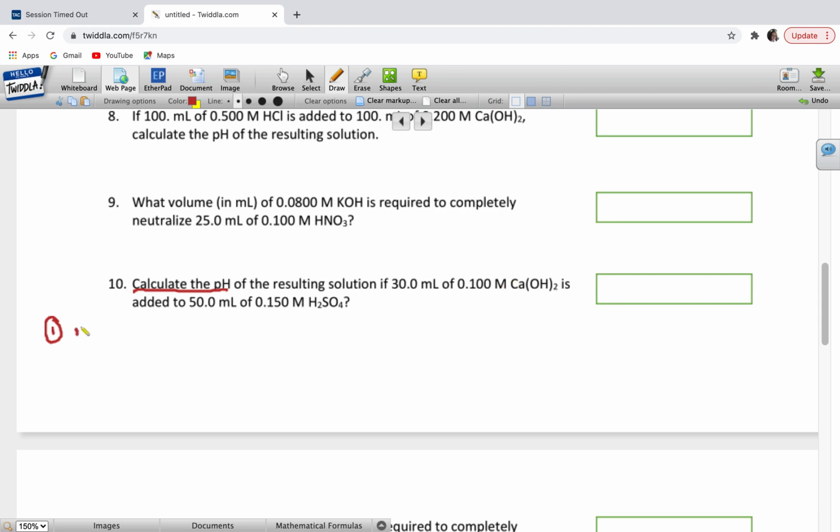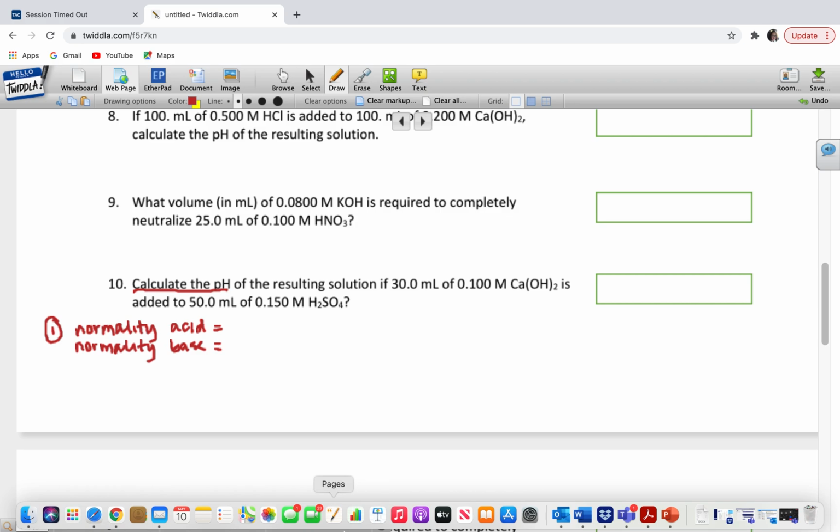we're going to calculate the normality. We're going to go back to separating them. We're going to calculate the normality of the acid first. Then we're going to calculate the normality of the base. And it doesn't really matter if you do the base first or the acid first, just that we calculate the normality of each separately. So we're not setting them equal to each other this time because we don't know whether or not they're equal to each other.